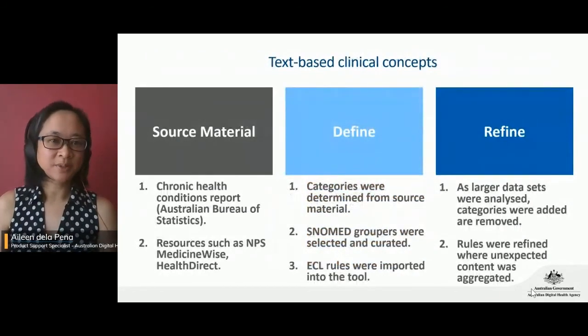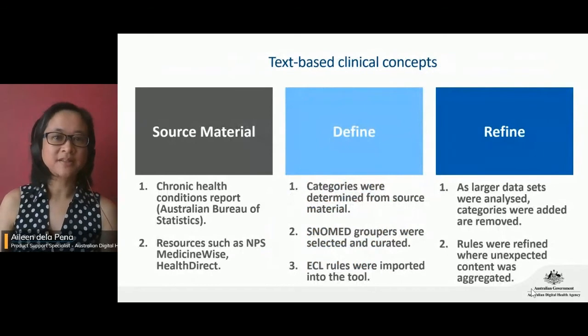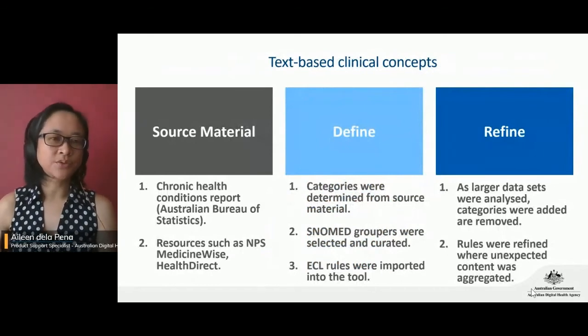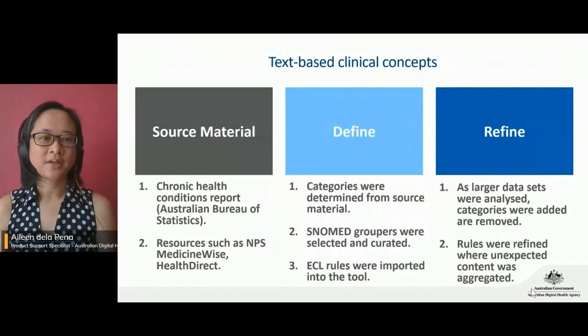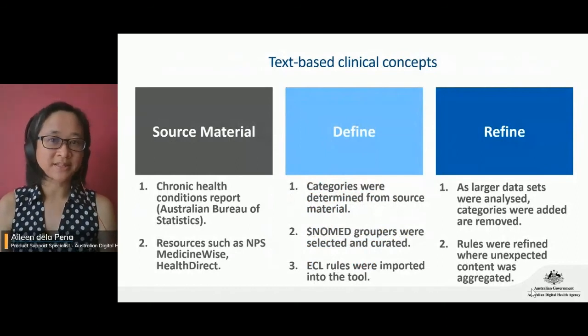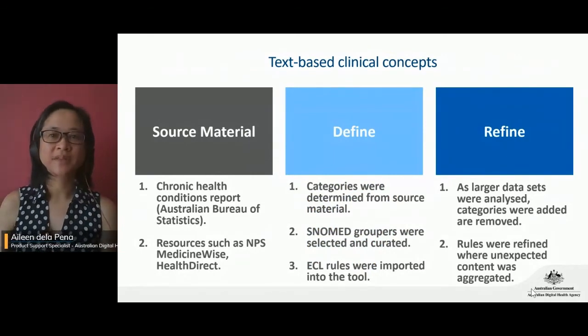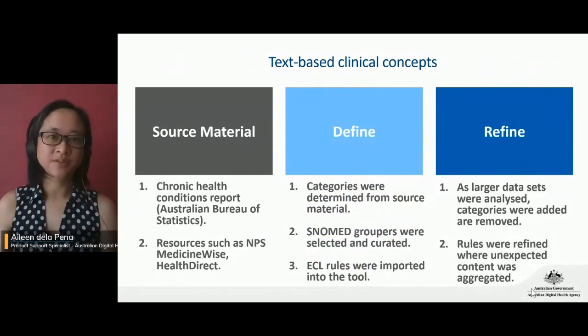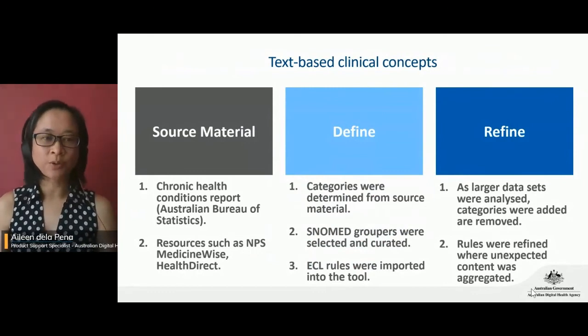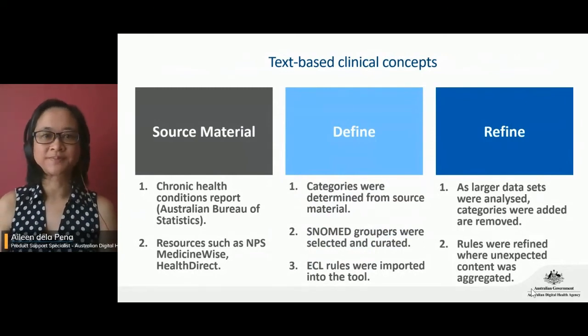So let's talk a little bit more about these categories. As a starting point, we used the Chronic Health Conditions Report published by the Australian Bureau of Statistics to give us a short list of the chronic health conditions. And then we accessed resources about treatments for these conditions from resources such as NPS MedicineWise or Healthdirect or clinical peak associations to have a short list of medications to look for, but then also be able to map the medications back to a chronic condition.